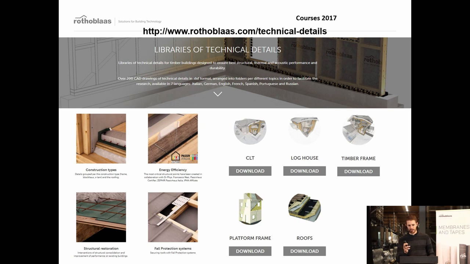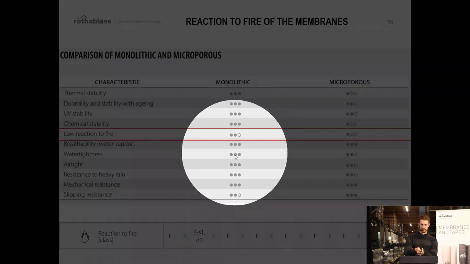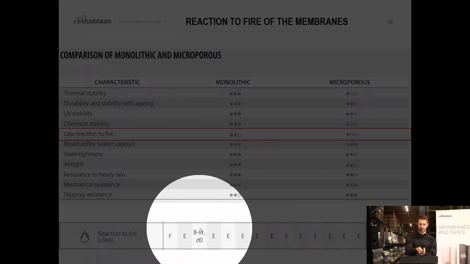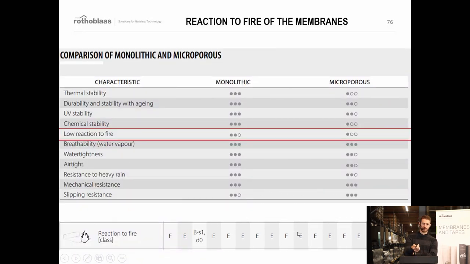On our website, you can find all of this information and a lot of interesting stuff to download that I just explained to you. So the last thing that I would like to talk about is the reaction to fire. Of course, on the technical sheet, you can see how the reaction to fire works, and we have these letters below here that show you what the reaction to fire of a membrane is, for example.